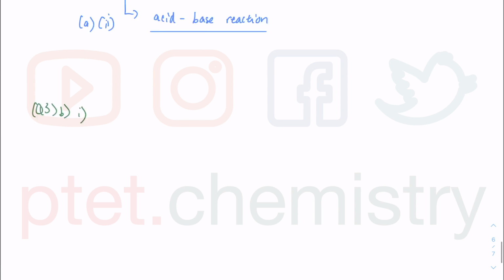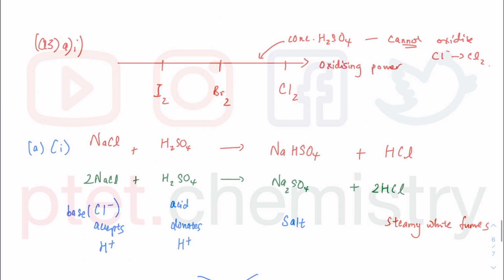In the next part of this question, question 3, part B, part 1. Going back to what we have said earlier, where we have this trend, concentrated sulfuric acid is a stronger oxidizing agent than iodine, so it can oxidize iodide to iodine. So there will be a redox reaction. They say you get a steamy white film.